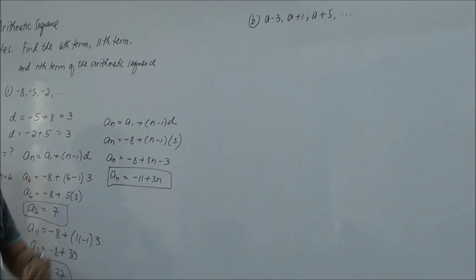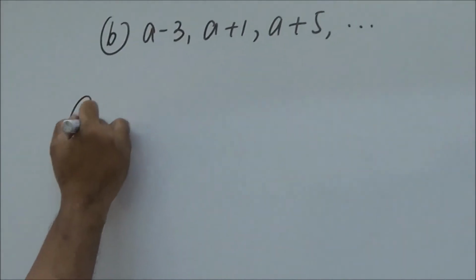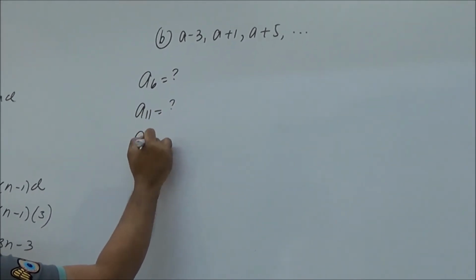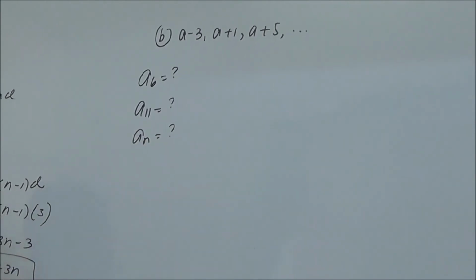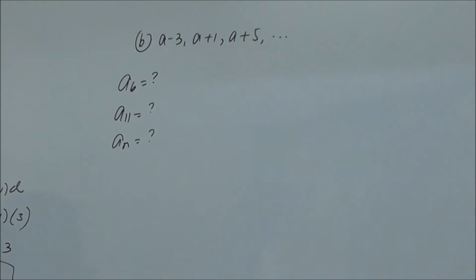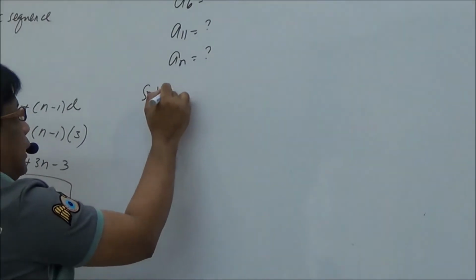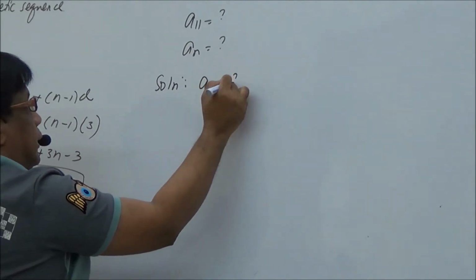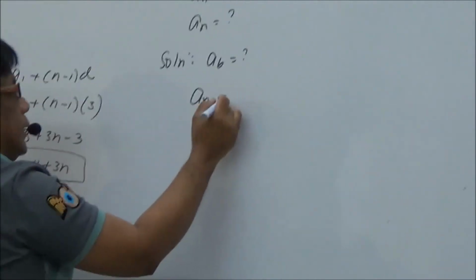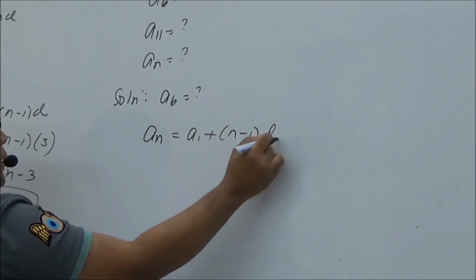Second example here, we are still to define the 6th term, the 11th term, and the nth term of the sequence. We have the sequence a minus 3, a plus 1, then a plus 5, and so on. So let's start by defining a sub 6. So let us identify first the formula that we're going to make use of, of course a sub n equals a1 plus (n minus 1) times d.